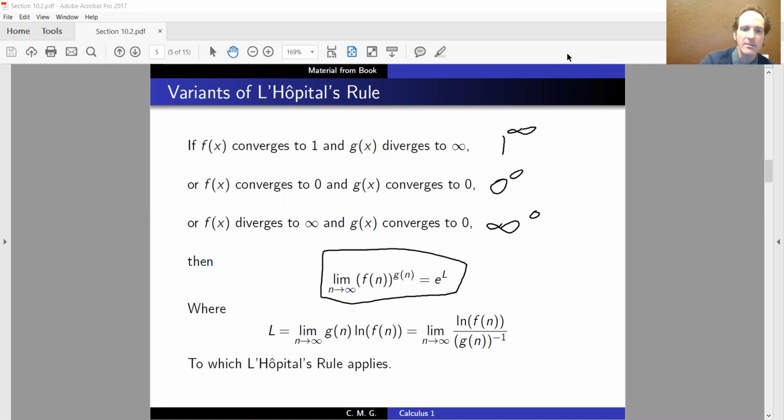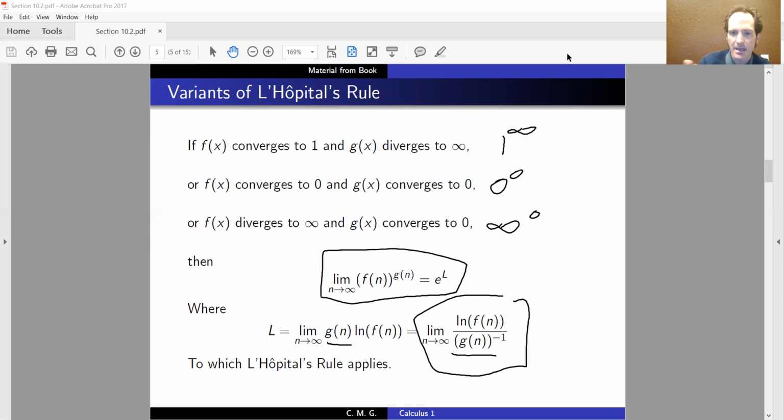And so what we do is we basically say, okay, let's set this thing equal to e to the L, and take the natural log of both sides. What happens with the g of n is g of n pulls outside because it's an exponent. I have a natural log of f of n. Then I put the g of n into the denominator of this fraction as a -1 power. And then I get the limit as n goes to infinity of natural log of f of n over g of n to the -1. And in this last case, no matter which one of these cases I'm in, either I end up with a 0 over 0 or an infinity over infinity. And so that's great.